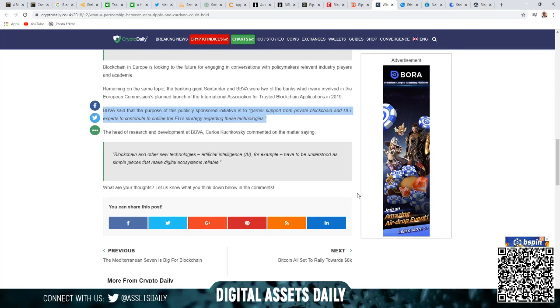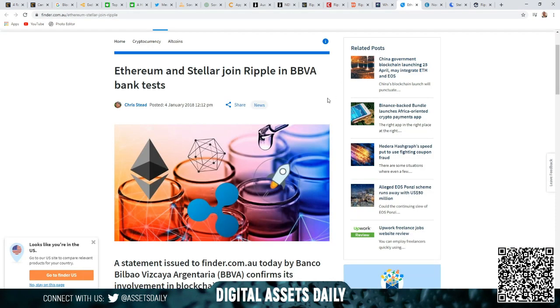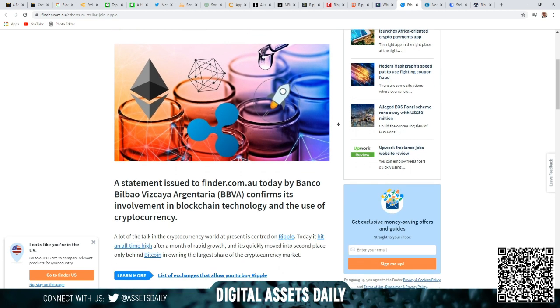The BBVA said that the purpose of this publicly sponsored initiative is to garner support from private blockchain and DLT experts to contribute to outline the EU's strategy regarding these technologies. And now you have those four in an alliance together for the European Union. And what do you have here but BBVA? So that made me think Ethereum and Stellar joined Ripple in BBVA bank test. So I found that pretty interesting.